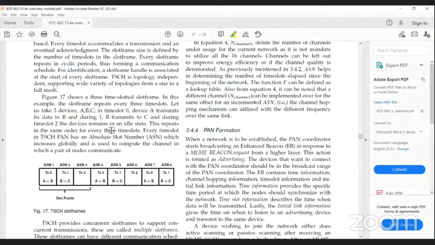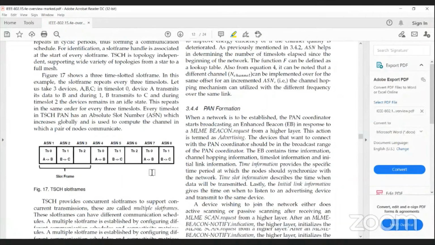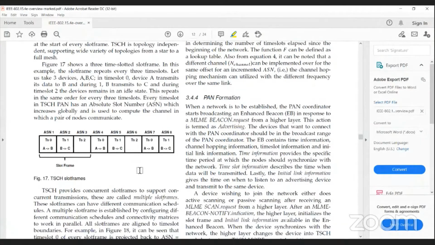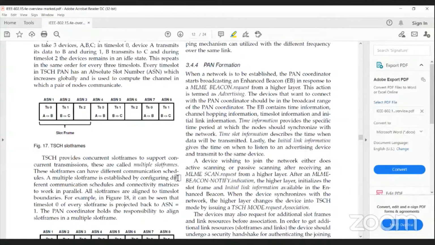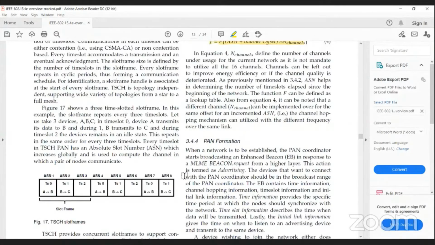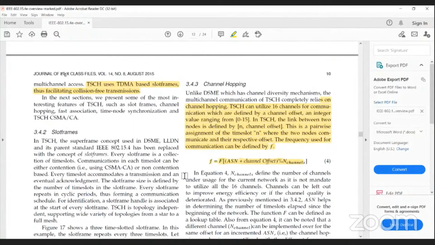Now, this sentence is nice. Every time slot in TSCH has an absolute slot number, which increases globally and is used to compute the channel in which a pair of nodes communicate. And so this is now extended to concurrent slot frames and so on. So this is essentially the start of the network. That is where the absolute slot number actually comes in. Now coming to channel hopping, maybe Ipsita, you can elaborate a little bit on the channel hopping. Yeah, go ahead.